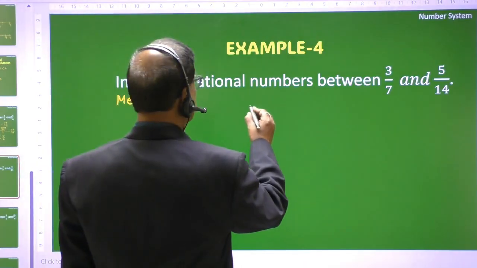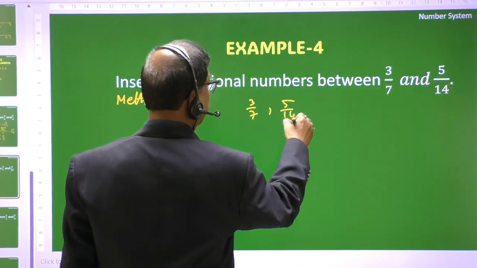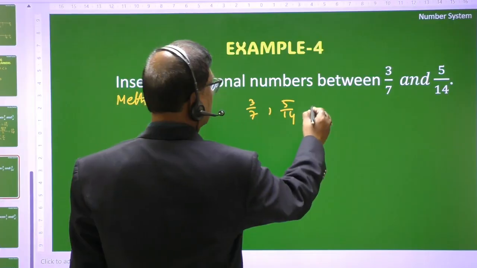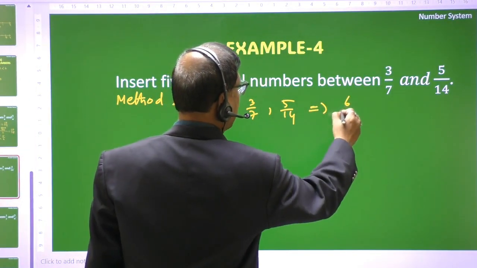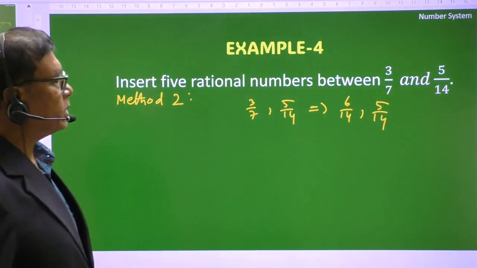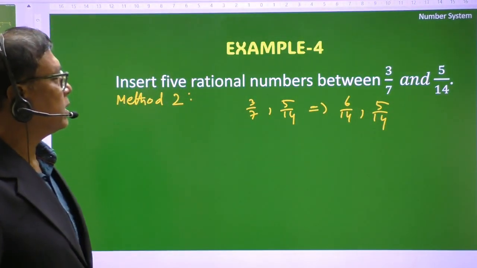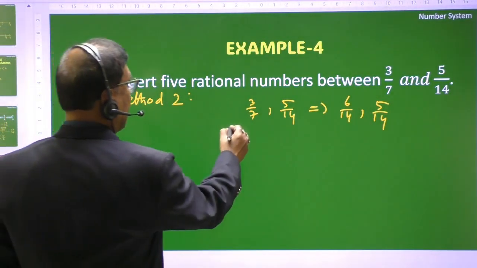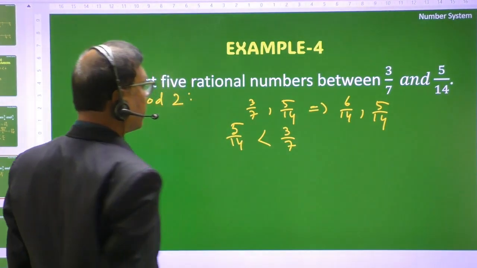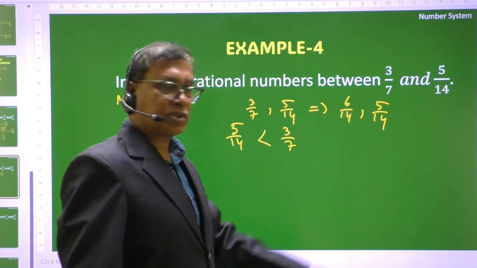So here 3 by 7 and 5 by 14. The LCM of 7 and 14 is 14. So these numbers become 6 by 14 and 5 by 14. So from here it is clear 6 by 14 is more than 5 by 14. That means 5 by 14 is less than 3 by 7. Clear? So step 1, you have to make the denominator same.